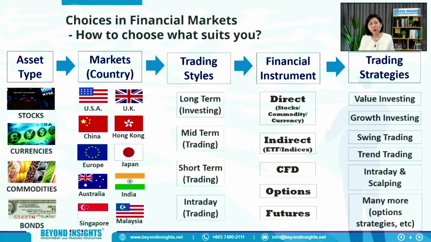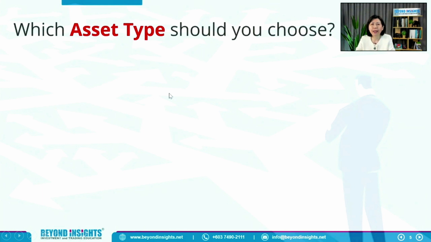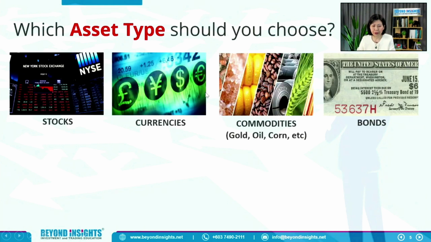So you can see it can be overwhelming for beginners to choose what is the right way to approach. So I will guide you through a systematic approach, right, and walk through this one by one. Let's start with the asset type. Which asset type should you choose and how do you choose them? Let's talk about the various asset types available for you.